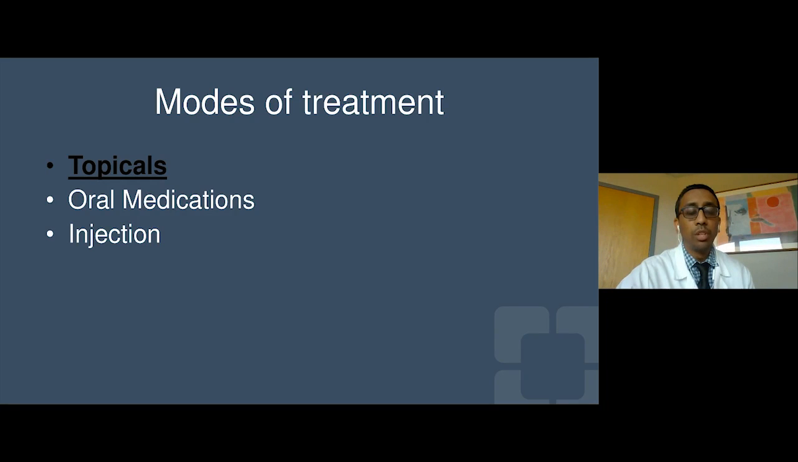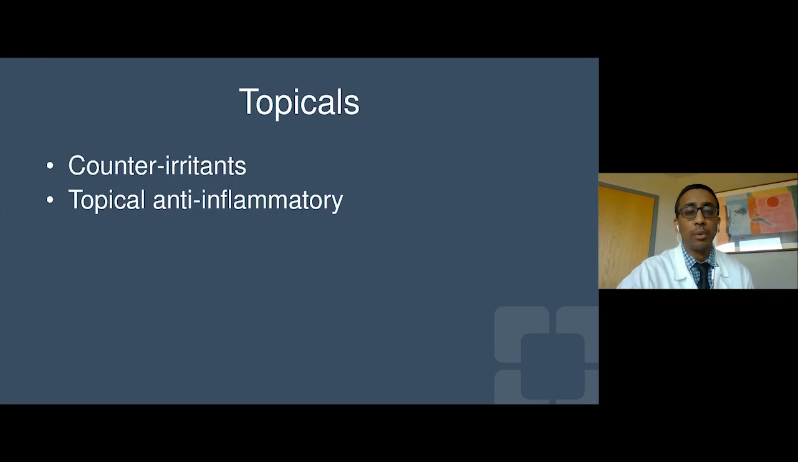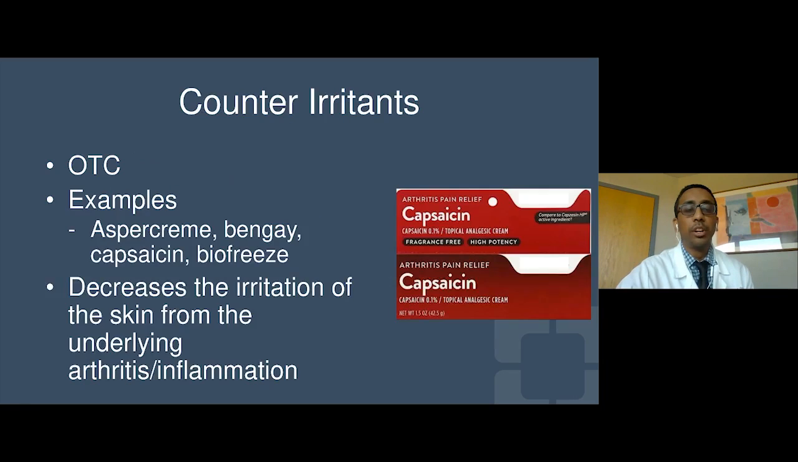So the first one we'll talk about is topicals, your salves, your creams, all that involved. There are two main categories within the topical group: counter irritants and topical anti-inflammatories. Your counter irritants would be things like Aspercreme, Bengay, capsaicin, Biofreeze, Emu. There's a bunch of them out there. These are generally all over the counter.